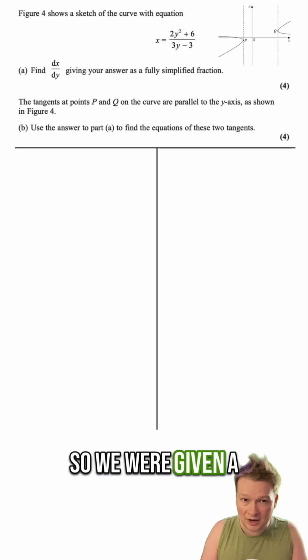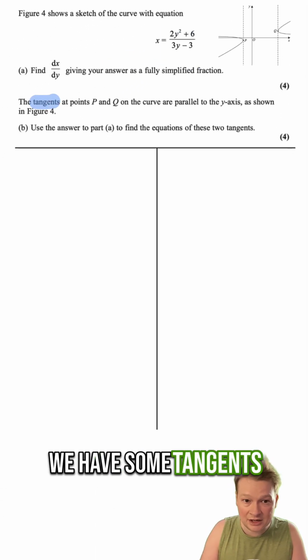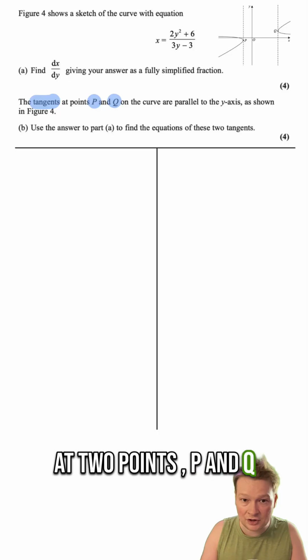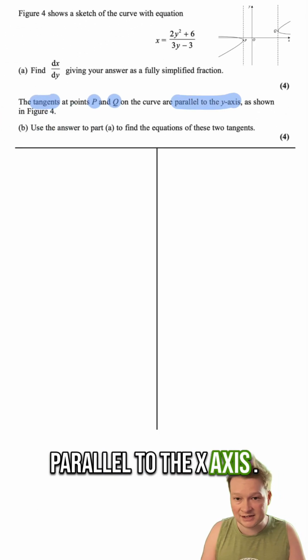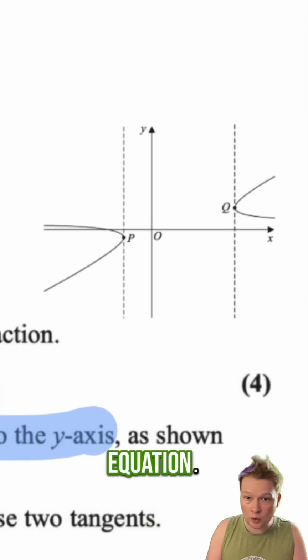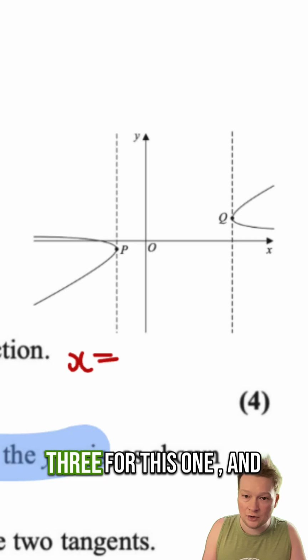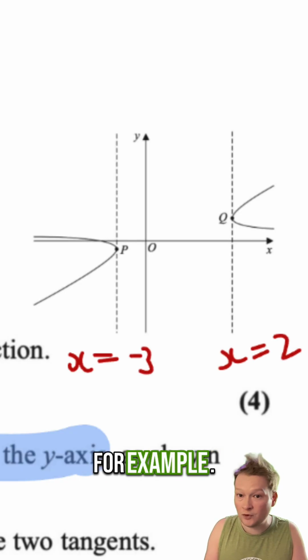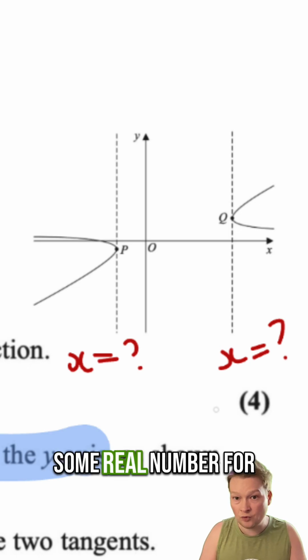So we were given a sketch of this curve with this equation, and you can see that we have some tangents at 2 points, P and Q, on the curve, as you can see here. And the tangents are parallel to the x-axis. Think about what that means about their equation. They're going to be something like x equals a number. Maybe it's like minus 3 for this one, and plus 2 for this one, for example. I'm just making those numbers up, but it's just going to be x equals some real number for each of those.